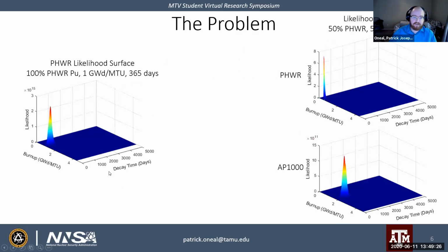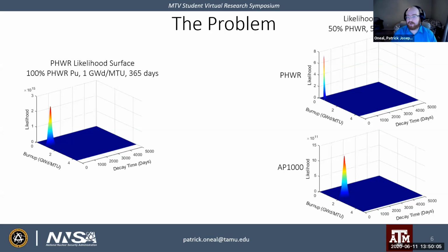on the left side of the screen, we have a pressurized heavy water reactor likelihood surface for a pure PHWR plutonium sample at 1 gigawatt day burnup and a year of time since irradiation. And we can see in the likelihood surface that the methodology is accurately predicting where the plutonium was produced, as well as when it was produced and how long it was in the reactor. So that's very encouraging for us.